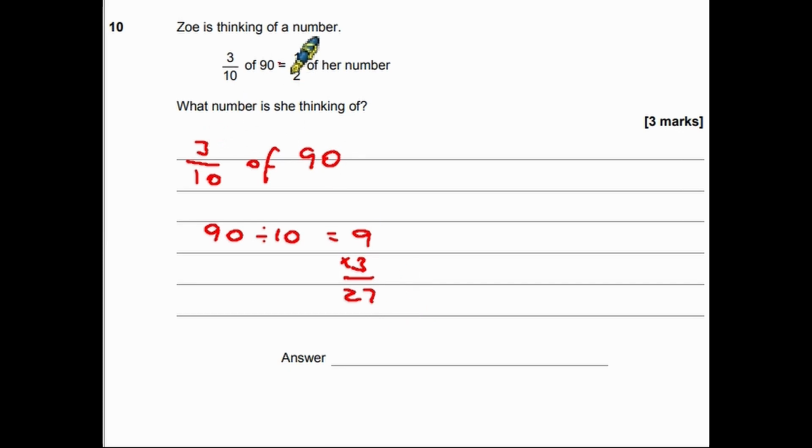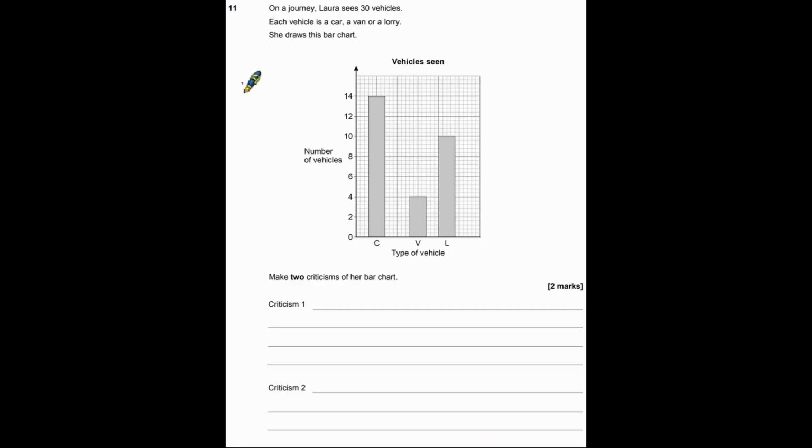But we're told that 27, 3/10 of 90, is half of her number. So if 27 is half of her number, we have to multiply it by 2, and the answer we will get is 54. Question 11 gives us a graph.